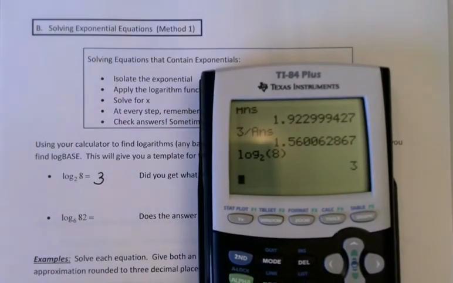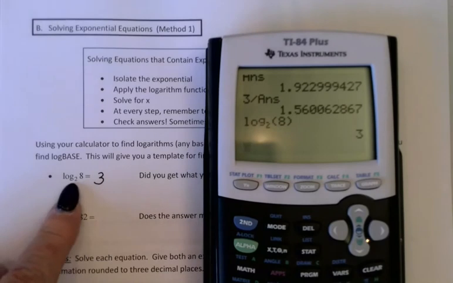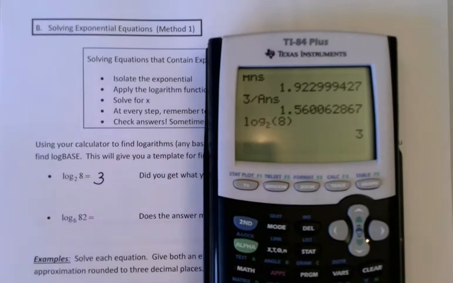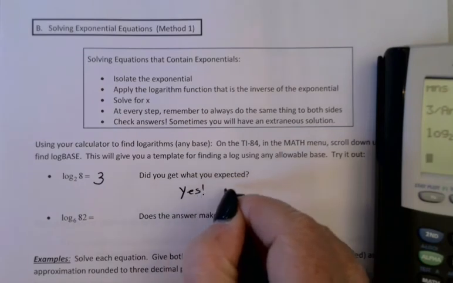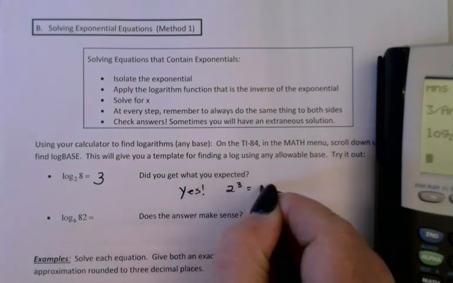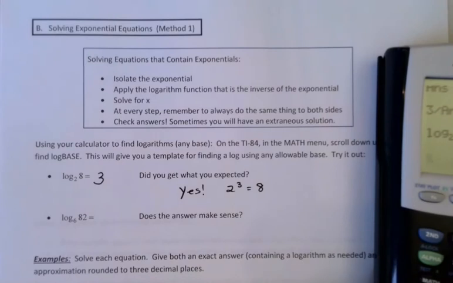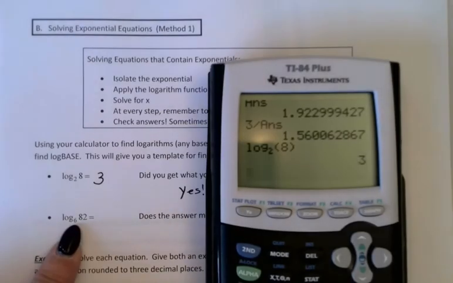Hopefully you expected that, because when you think about it, 2 cubed is 8. So did we expect this? Yes, of course. All right, what about one that we couldn't do in our heads? The logarithm base 6 of 82. I can't think of any power that I could raise 6 to get 82. It's undoubtedly a number that doesn't come out nice and evenly.